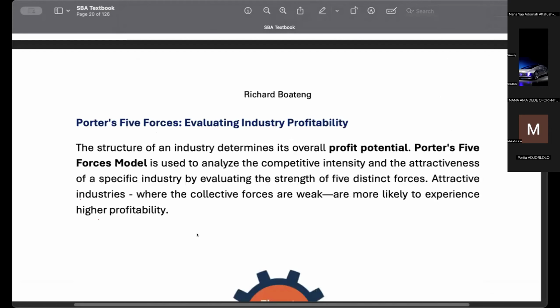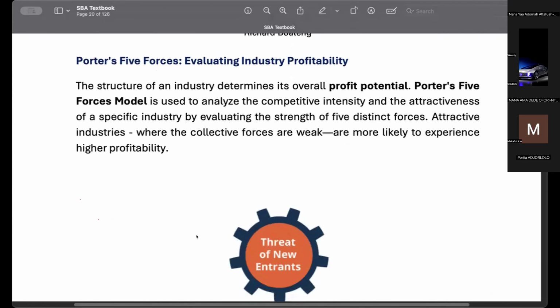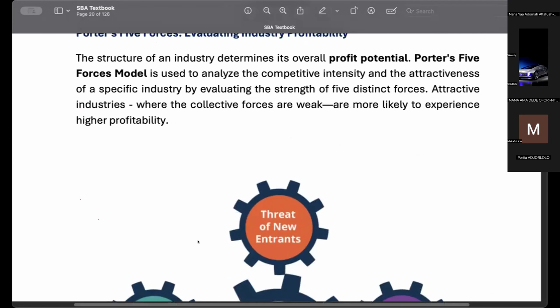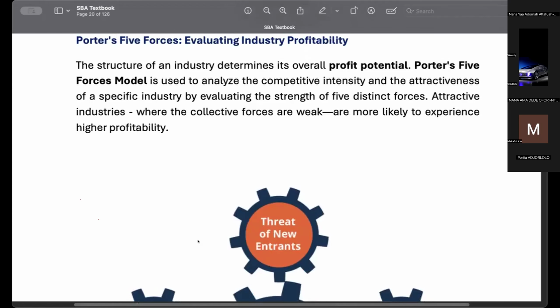Okay. The next one is Porter's five forces model. That looks at the industry. Now, Porter's five forces model tries to determine the profit potential within an industry. It looks at five forces that describe competitive intensity and the attractiveness of a specific industry to companies. And when you evaluate the distinct strength of these forces, you can make a decision as a company on what you should do in order to maximize your profit.